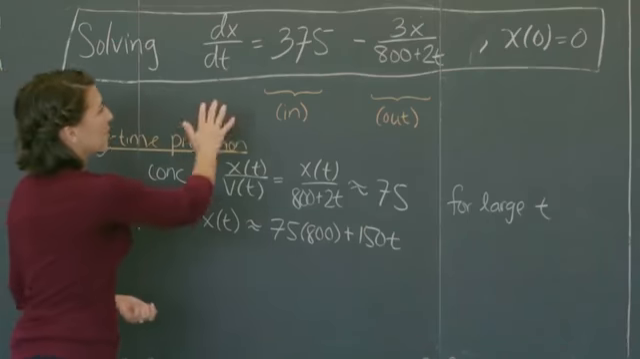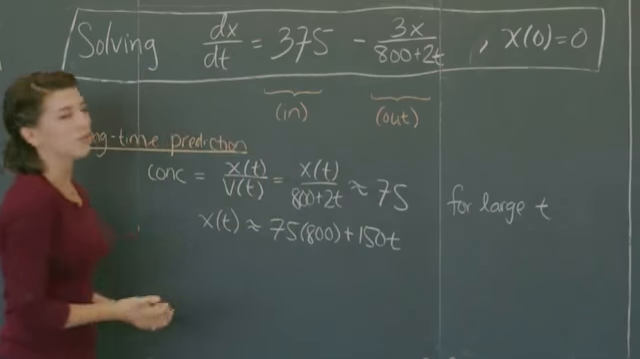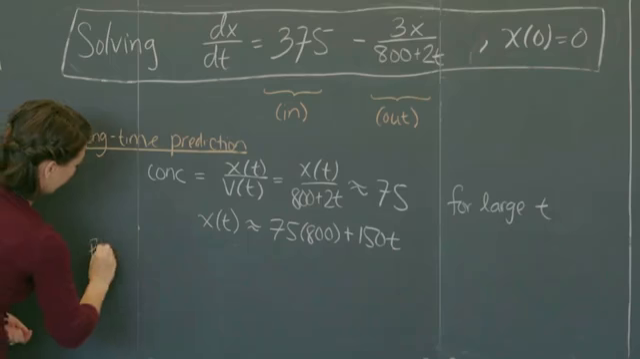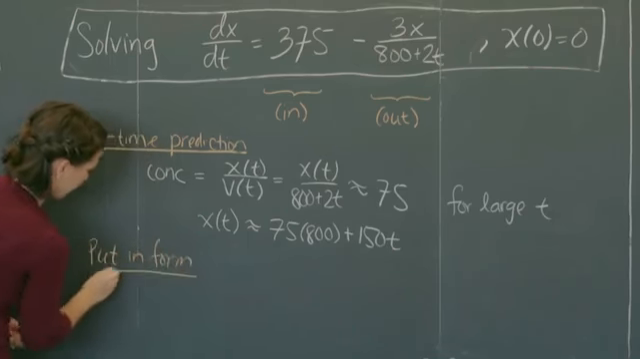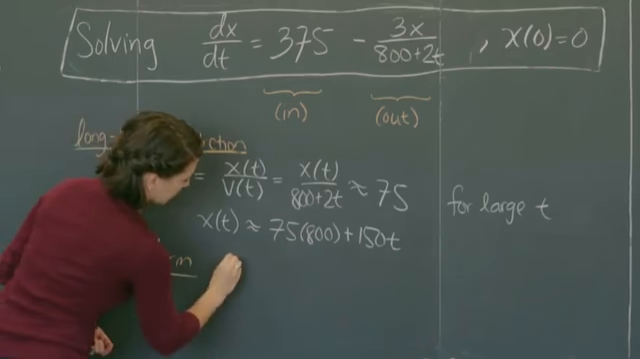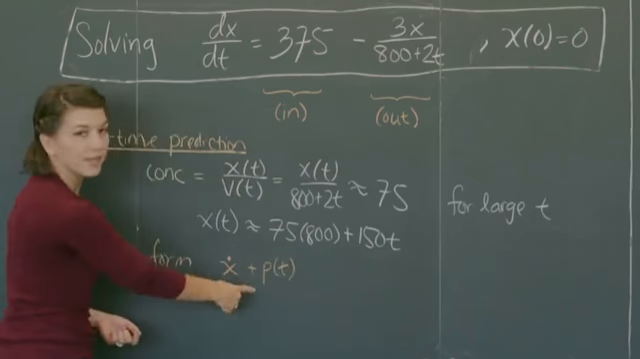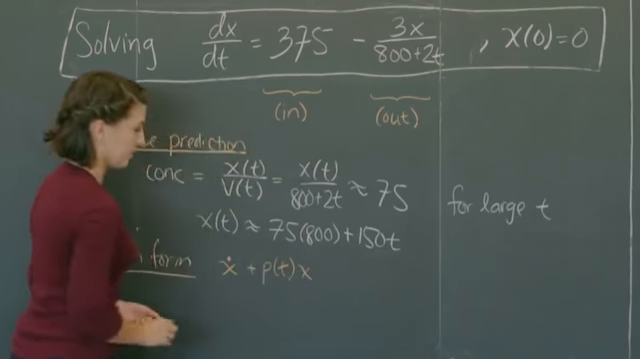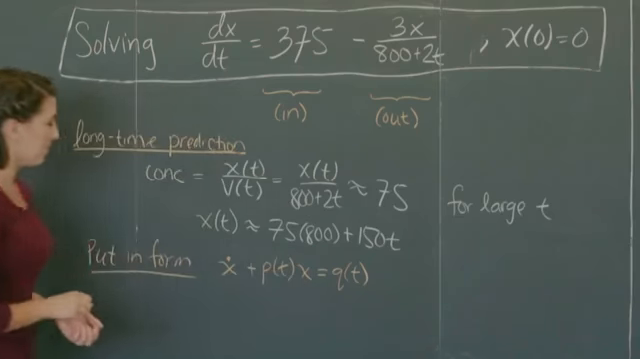So this looks like it might be a linear equation. And if so, we need to put it in standard form. So we're going to put it in the form x dot plus a function of time, which I'll call p of t, times x, is equal to another function of time, which I'll call q of t.